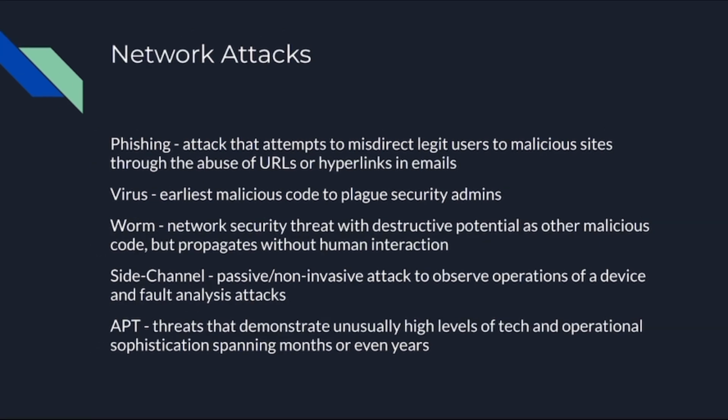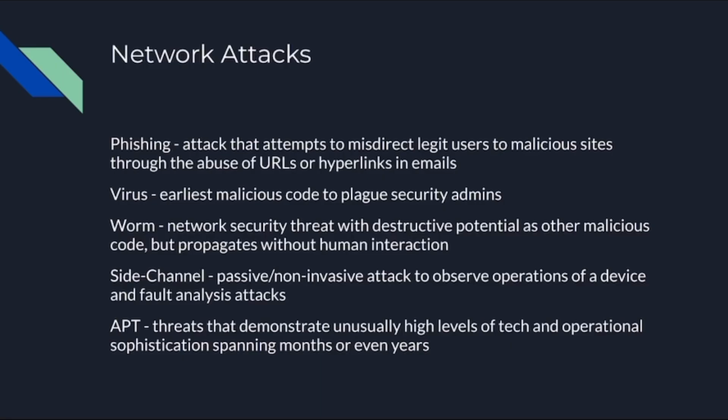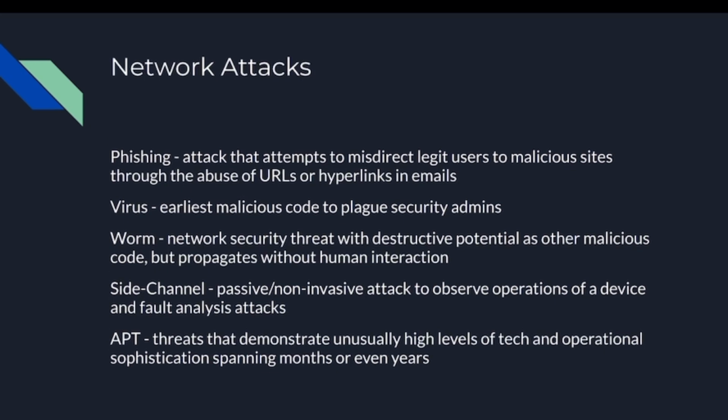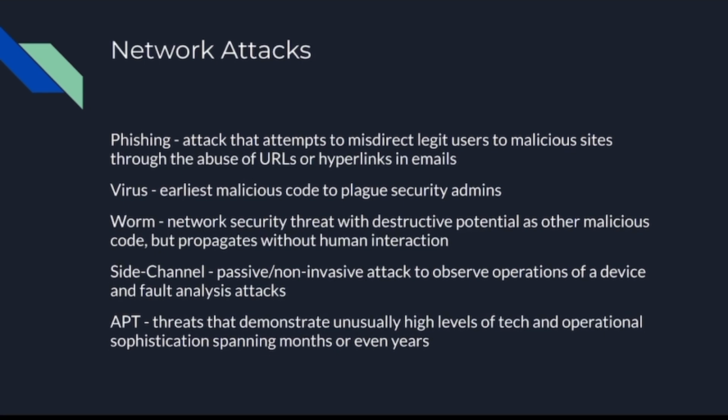A virus is the earliest malicious code to plague security admins. Two functions would be propagation and destruction. The code spreads without consent of a user. A worm is a network security threat with destructive potential as other malicious code, propagating without human interaction. A Trojan horse is a program carrying malicious behind-the-scenes code with potential to wreak havoc.